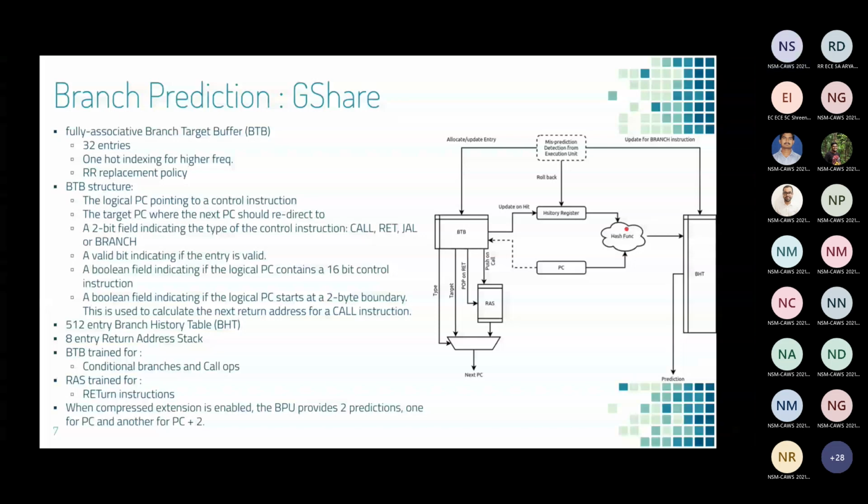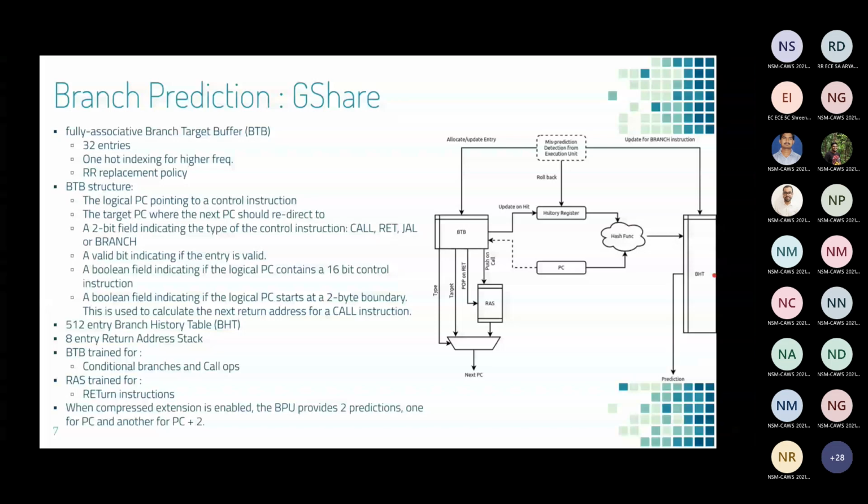Okay. So far we've seen what the branch target buffer holds. It holds the address, and the history table will hold whether you should be taken or not taken. A value of 2 and above is taken. A value of 1 and below is not taken.